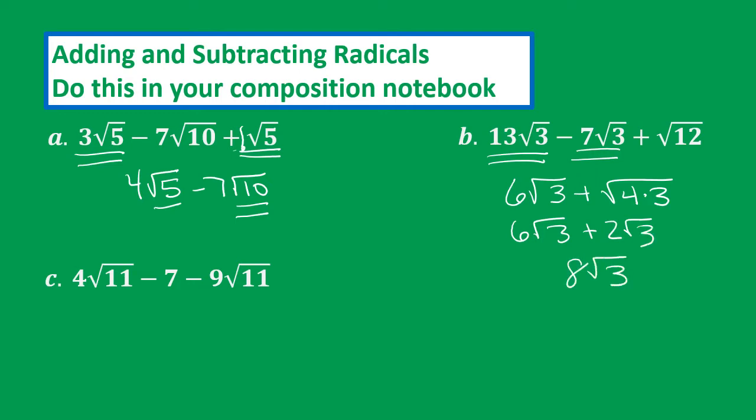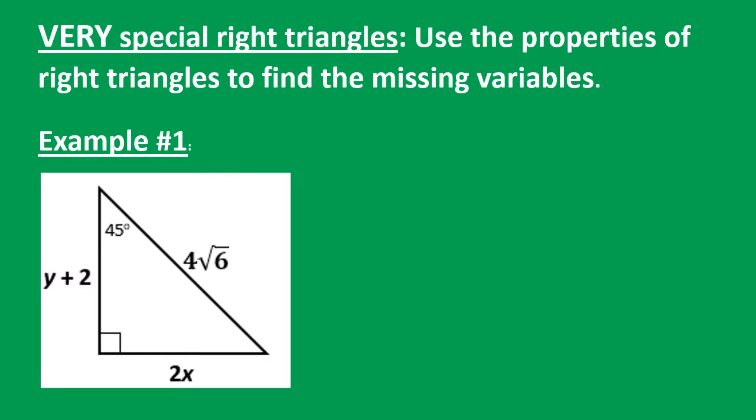And on to example C, we have 4 square roots of 11's, we have 9 square roots of 11, and if I subtract 4 minus 9, I get negative 5 square root of 11, and subtract 7. Those cannot be combined because there is no square root of 11 attached to the 7. All right, so for very special right triangles, we're going to use our properties of right triangles that we have talked about the last few days to solve some problems.